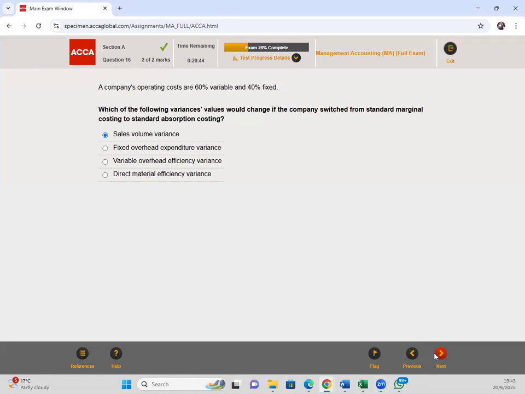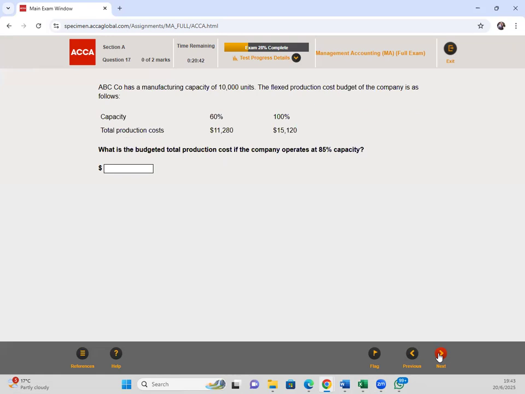Okay, for today, let's do the last one. Let's try this one. ABC company has a manufacturing capacity of 10,000 units. The flexed production cost budget for the company is as follows. What is the budgeted production cost if the company operates at 85% capacity?